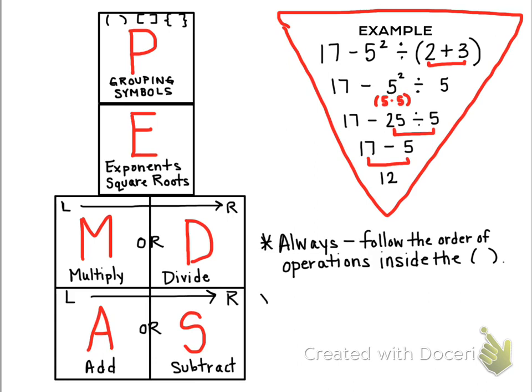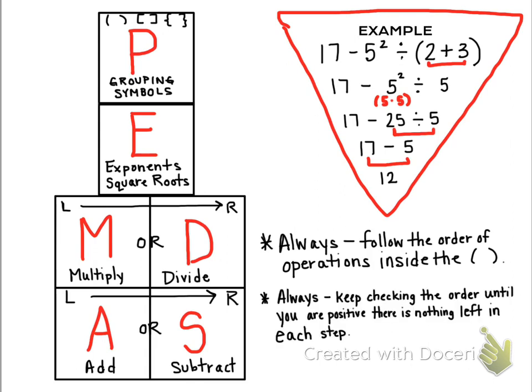The other thing you need to remember is that as we're going through this, you want to keep asking yourself at each step until the answer is no. We've talked about this in days past. When you look at grouping symbols or parentheses, the very first step, you have to keep asking yourself, are there any parentheses or grouping symbols? Until the answer is no. So you don't move on to the next step until the previous step has nothing left. In other words, keep checking the order until you are positive there is nothing left in each step.